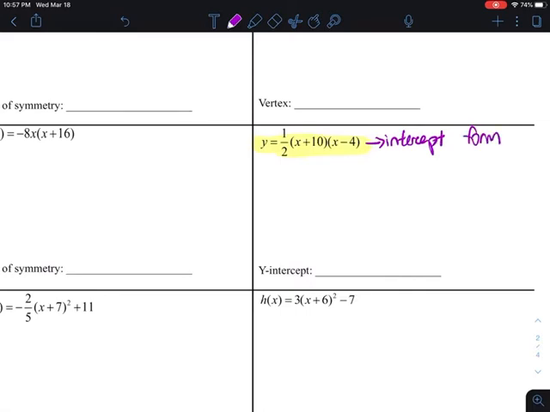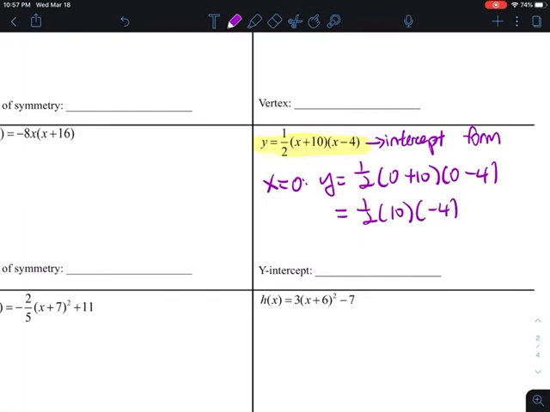Right, so to find the x-intercept, we'll set y equal to 0. On the other hand, to find the y-intercept, we're going to set x equal to 0, as we did before. So let's go ahead and plug in 0 for x. So I get 1/2 times 10 times negative 4.